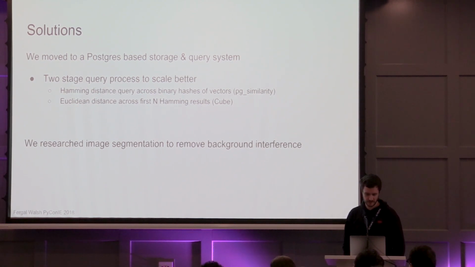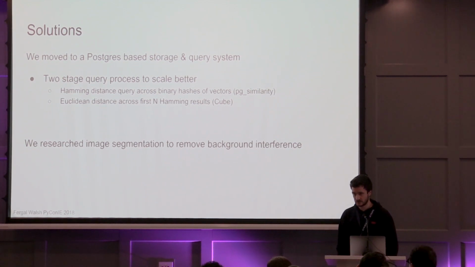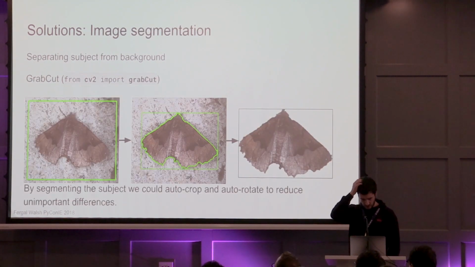So then we added a second table of binary hashes of the vectors. And then we used an extension module called PG Similarity, which implements the Hamming distance, which is just a very, very fast way of computing the distance between two binary arrays. So we used that to filter down to, say, the closest 1,000, and then within that we did the slower Euclidean distance.